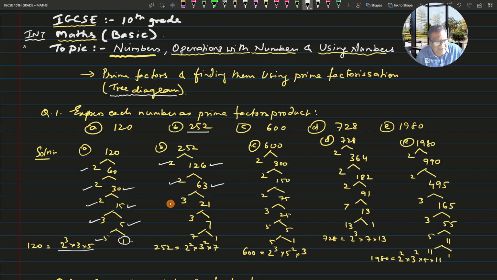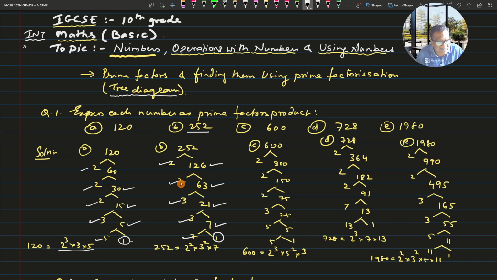So 63 divided by 3, you write 3 over here. And here you will get the answer as 21. So 21 you write over here. Then 21 divided by 3 will be 7. And 7 divided by 7 will be 1. So you get a 1 over here. So here also, now you have to stop because you have reached 1 on the right hand side branch.